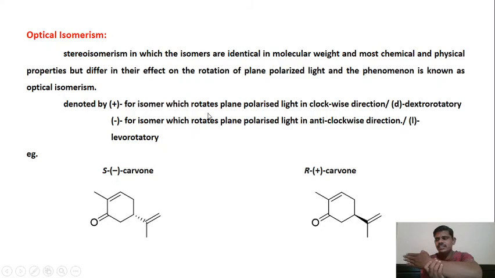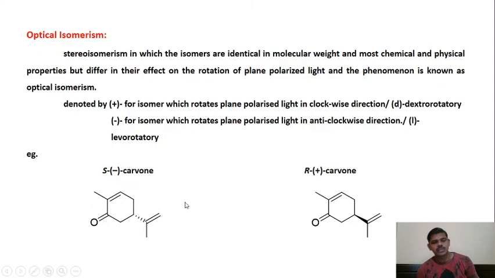Now see it like this. If the plane polarized light strikes a chemical compound and moves its path in the anti-clockwise direction, then such compounds are known as levorotatory, denoted by a negative sign. At 12 it is 0, this side is positive and this side is negative, so it is levorotatory, negative sign or small l, and dextrorotatory is plus sign, small d. The examples of this type are S minus carbon or R plus carbon. What are R and S? We are going to see it in detail in the next classes. Don't bother about it here, just keep in mind the plus and minus sign of the carbon.